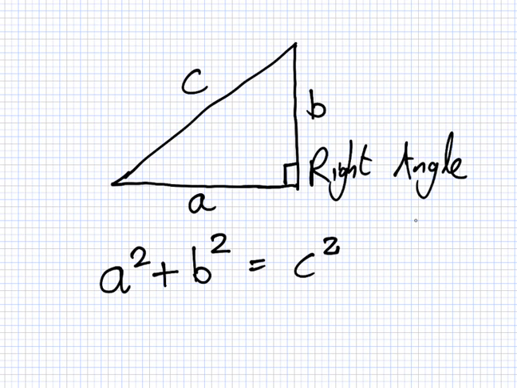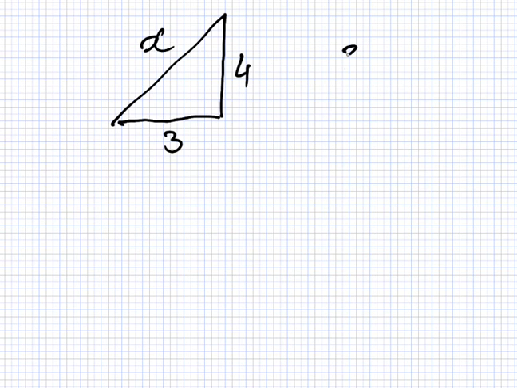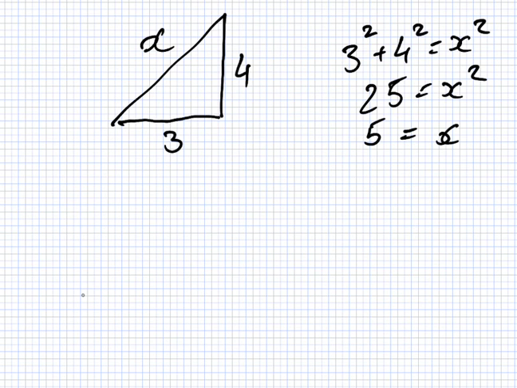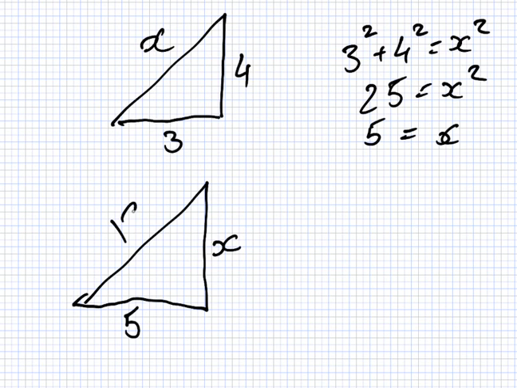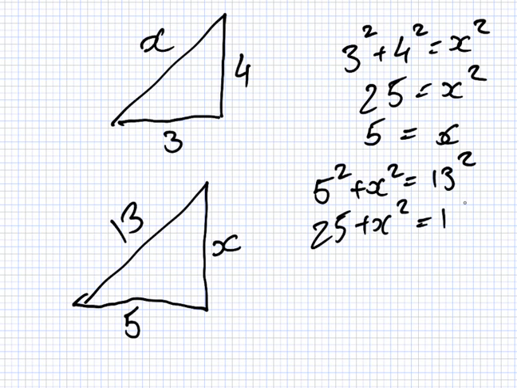So, some examples. If I scroll down. This is 3, this is 4, and I want this side. So you have 3 squared plus 4 squared equals x squared. So 25 equals x squared. So x is 5. Here's another example. 5, x, 13. 5 squared plus x squared equals 13 squared. 25 plus x squared equals 169. X squared equals 144. X equals 12.